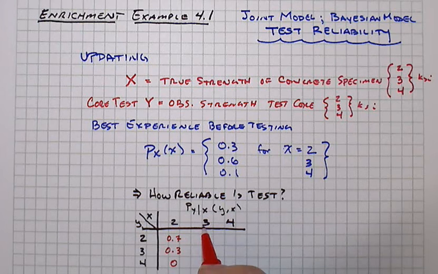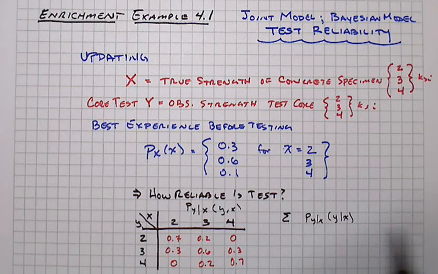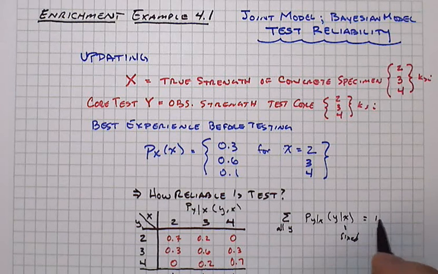If the true strength is 3, then there's a 20% chance that the test will indicate that it's weaker, 60% that it's correct, and 20% up high. And then in this last one, if the true strength is 4, we have no chance that the test will show that it's 2, and then we have 0.3 and 0.7. Those are our final numbers there. And note that the sum of our conditional probabilities, for which the x value is fixed, if we sum over all the y's in our table, in each case we have 1.0.